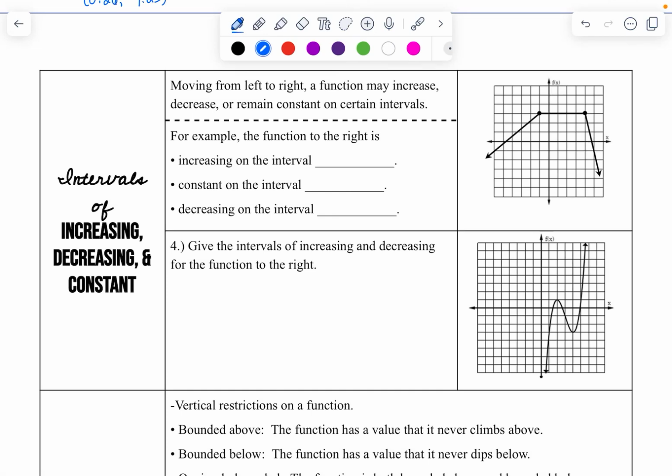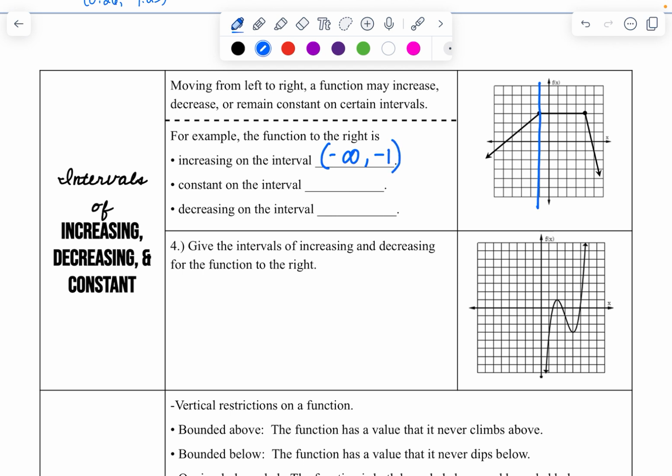Intervals of increasing, decreasing, and constant. So moving from left to right, we can describe whether a function is increasing, decreasing, or remaining constant, and we describe it using domain intervals. For example, the function to the right is increasing from negative infinity all the way until right here at x equals -1. So we will say from negative infinity to -1.